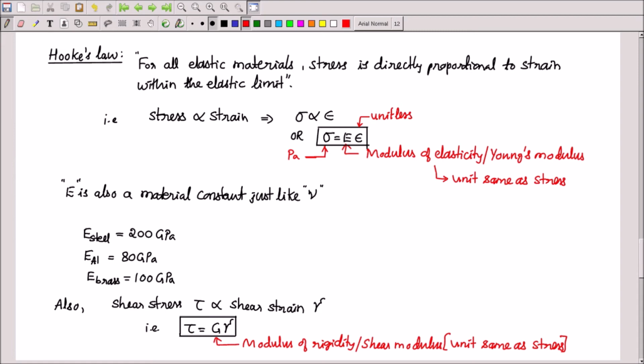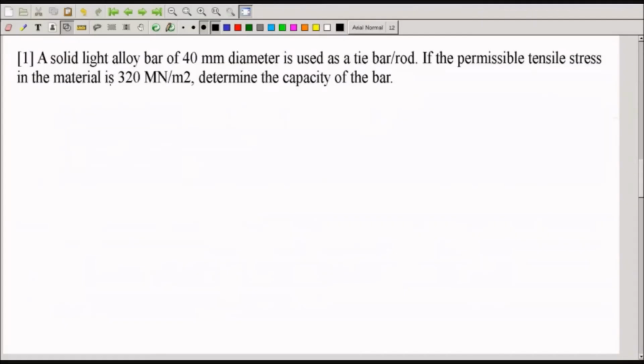Now, based on this knowledge, I want you to try this. Your question is here. A solid light alloy bar of 40 mm diameter is used as a tie rod or tie bar. If permissible tensile stress is 320 meganewton per meter square, determine the capacity of the bar. So it is actually a bar or rod like this. Tie rod means it will have a small cross section and its length will be more, and it is subjected to tensile stress, means it is loaded like this.